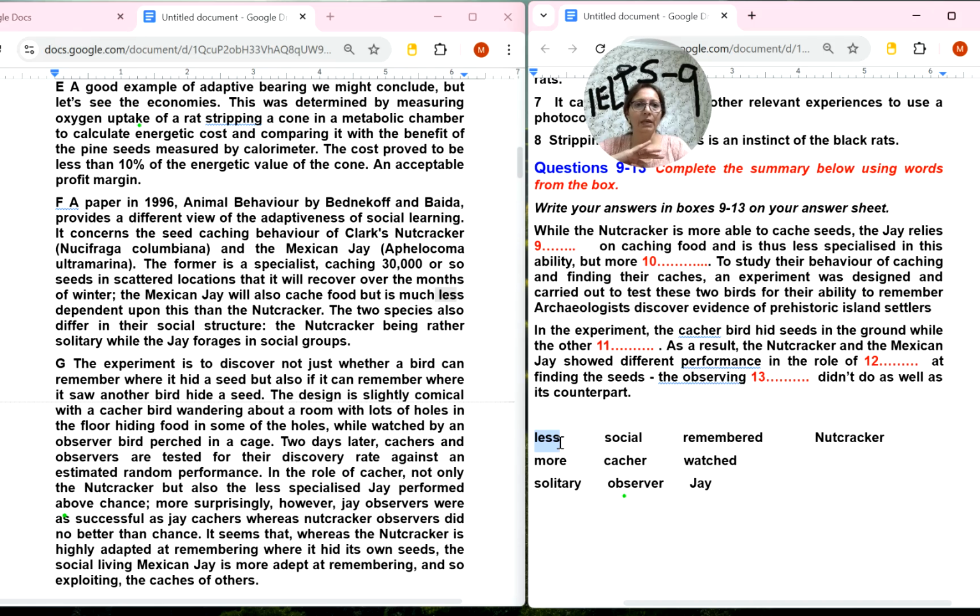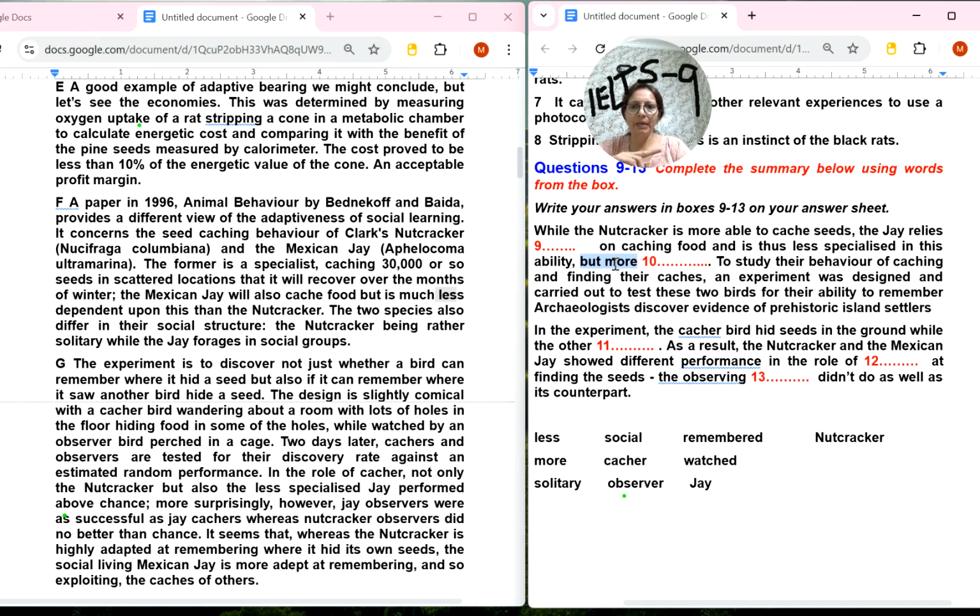But most of the time the help box words they have given in alphabets. Then instead of less, because it is first, A will come. Whatever the way they have given alphabets, if it is in capital, then please write the answer in capital letter. Here less will come. Now the 10th question: in this ability on catching food and is thus less specialized in this ability but more dash. What is more? But is much less dependent upon this than the nutcracker.